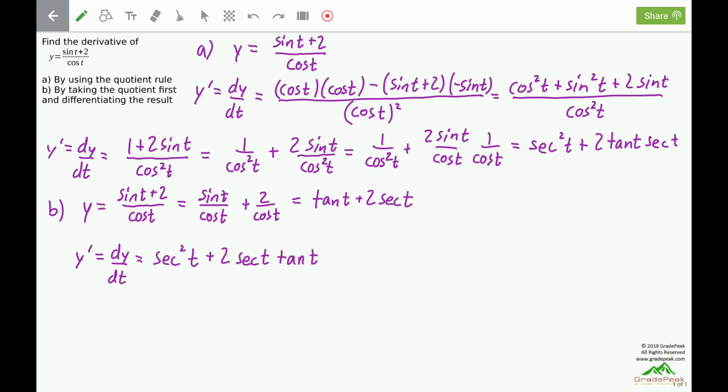And since the order of multiplication doesn't matter, 2 secant t times tangent t is the same as 2 tangent t times secant t. So the expression we ended up with for the derivative in A, secant squared t plus 2 tangent t secant t, matches what we ended up with in B, secant squared t plus 2 secant t tangent t. The order of multiplication doesn't matter. There's our derivative.